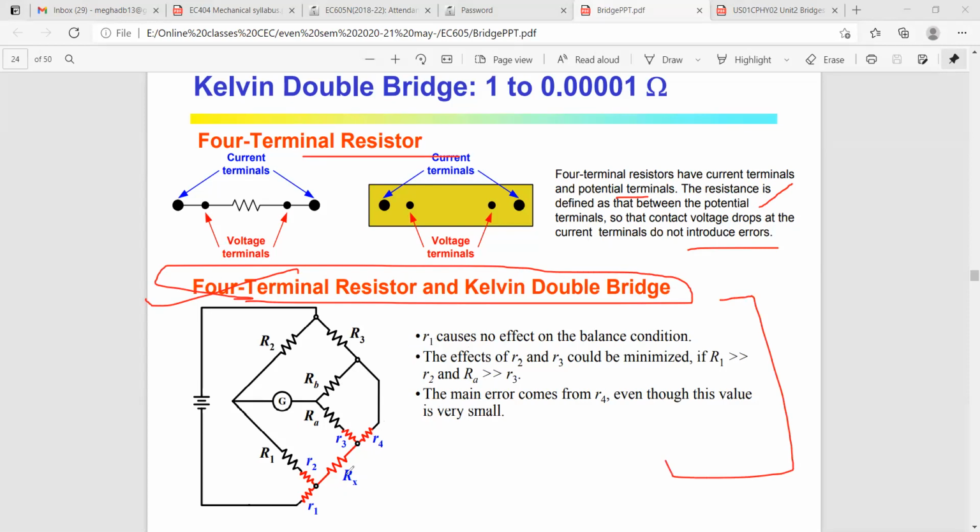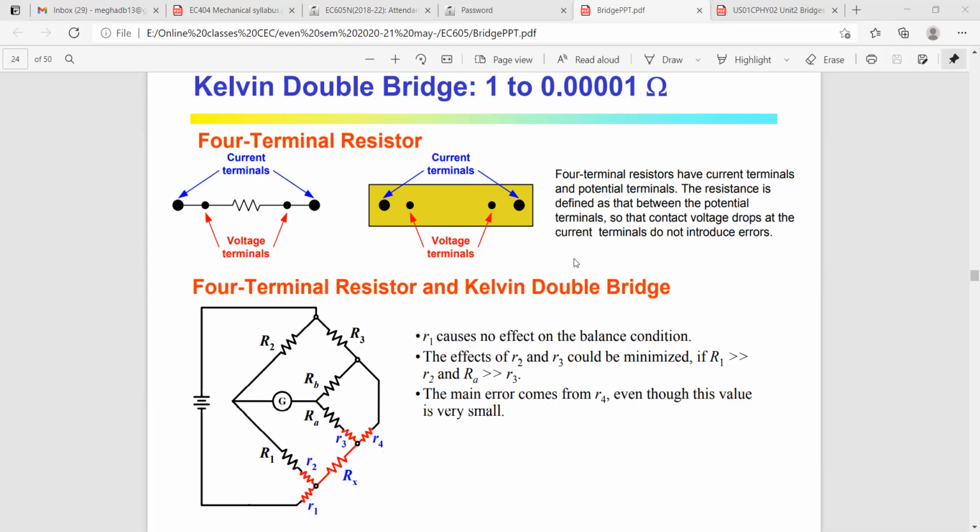Where you can see there are a lot of capital R and small r. Capital R1, R2, R3, and RB, RA, and small r1, r2, r3. Small r1 doesn't cause any effect on the balance condition. And each and every notation here, from small r to capital R, has its own specification. Okay, so that we will do.